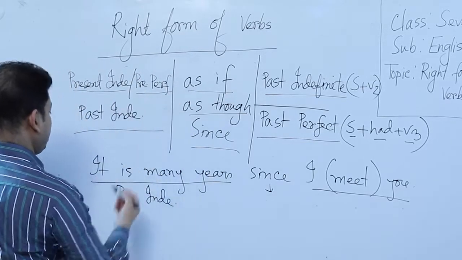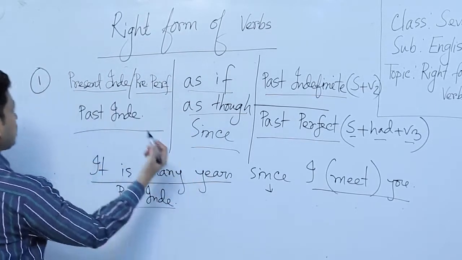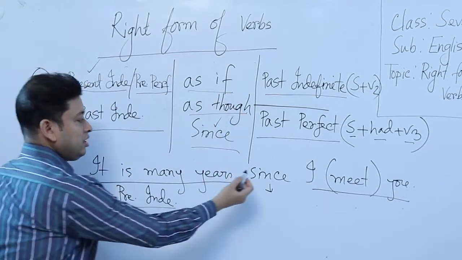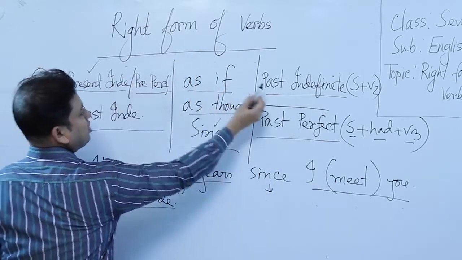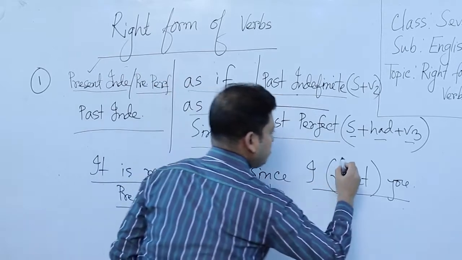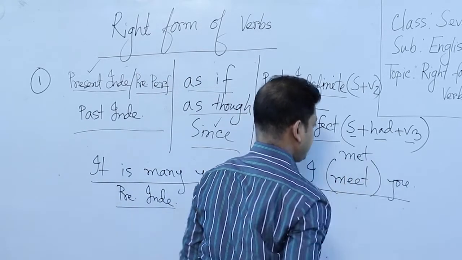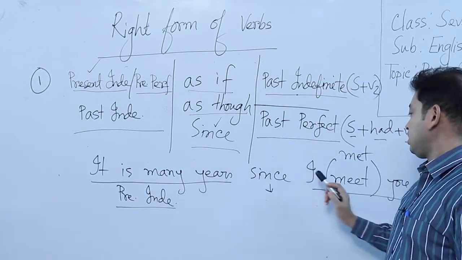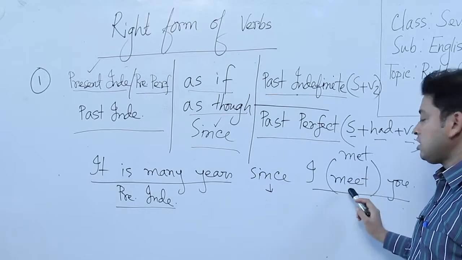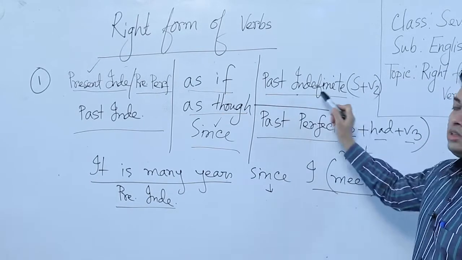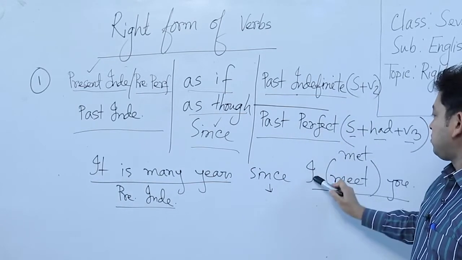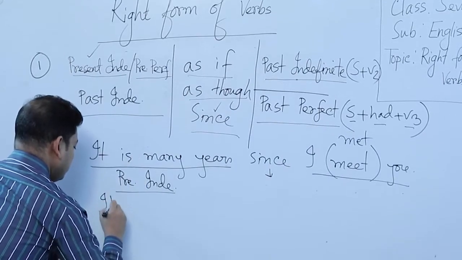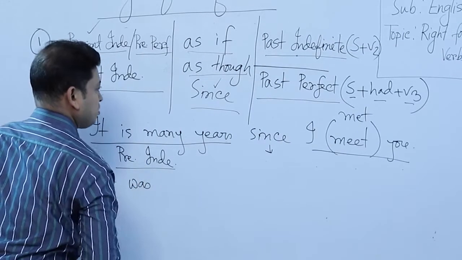Then according to this rule, if present indefinite tense is in the first clause, and since is there in the middle, then the tense will be past indefinite tense. So here it will be met. Present indefinite tense, since in the middle, then it will be past indefinite tense, that means the V2. See, this is the structure: subject plus V2. Let us see another example. If it is the same case, then what kind of problems will be there?